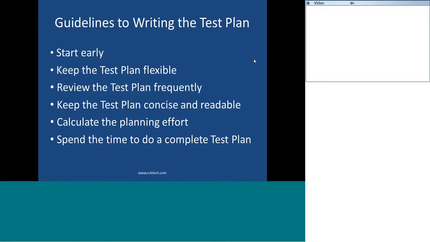Whenever there is a change, a review should be there. One of your peers should review that test plan, and there should be a proper approval happening for all the changes that we make to the test plan.